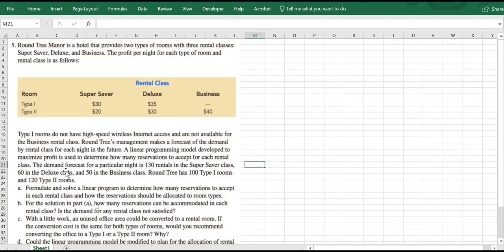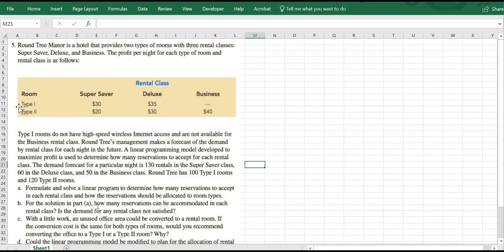They know the demand forecast for a particular night is 130 rentals in Super Saver, 60 in the deluxe class, and 50 in the business class. The hotel has 100 rooms of type 1 and 120 type 2 rooms. So we now know the limited number of rooms. We know the exact number of rooms that they have available. And we also know the number of people that are going to rent the rooms, right?